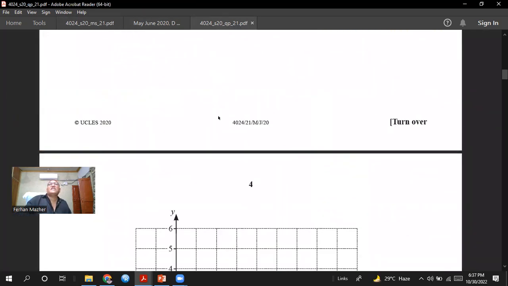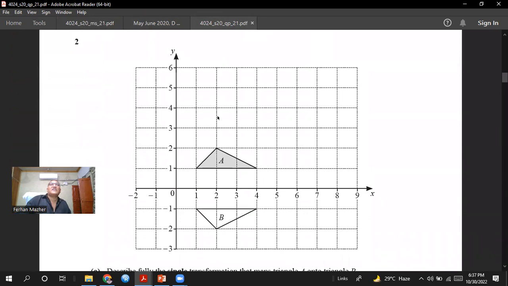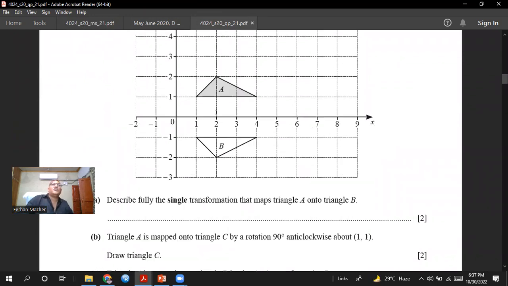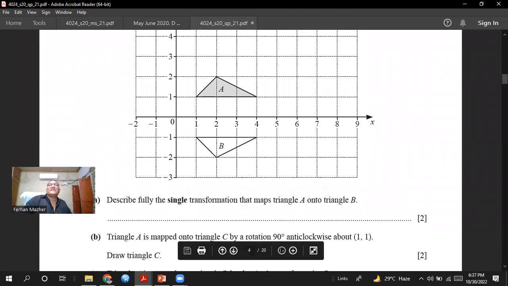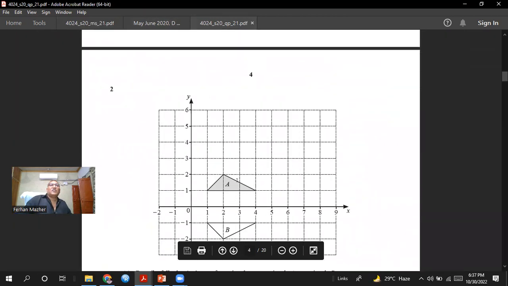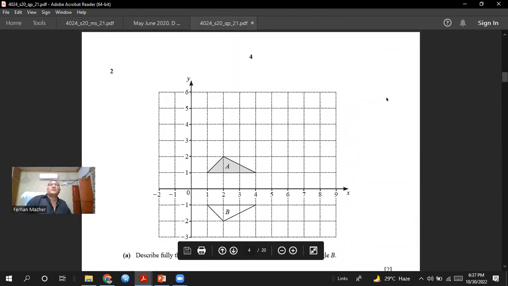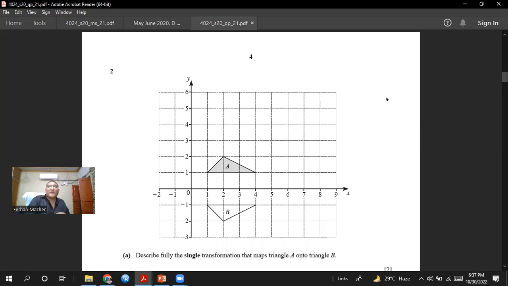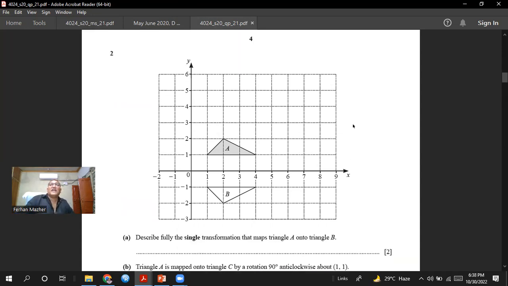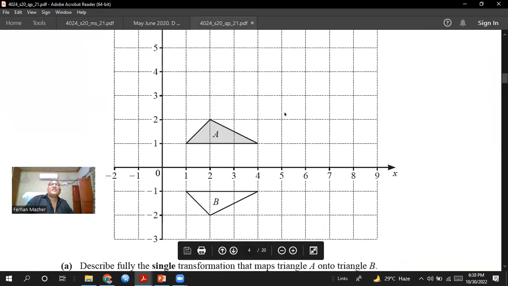Okay, so we are going to the next question, question number 2. It says: describe fully the single transformation that maps triangle A onto triangle B. If you look carefully at triangle A and triangle B, it's a 2 marks question, and you can see that the triangle has been reflected.